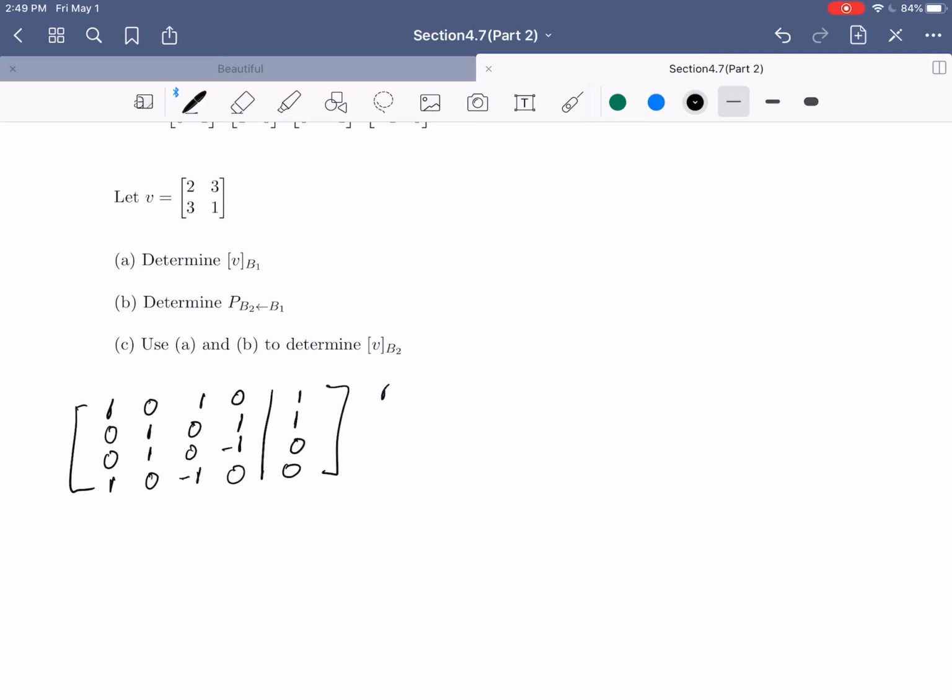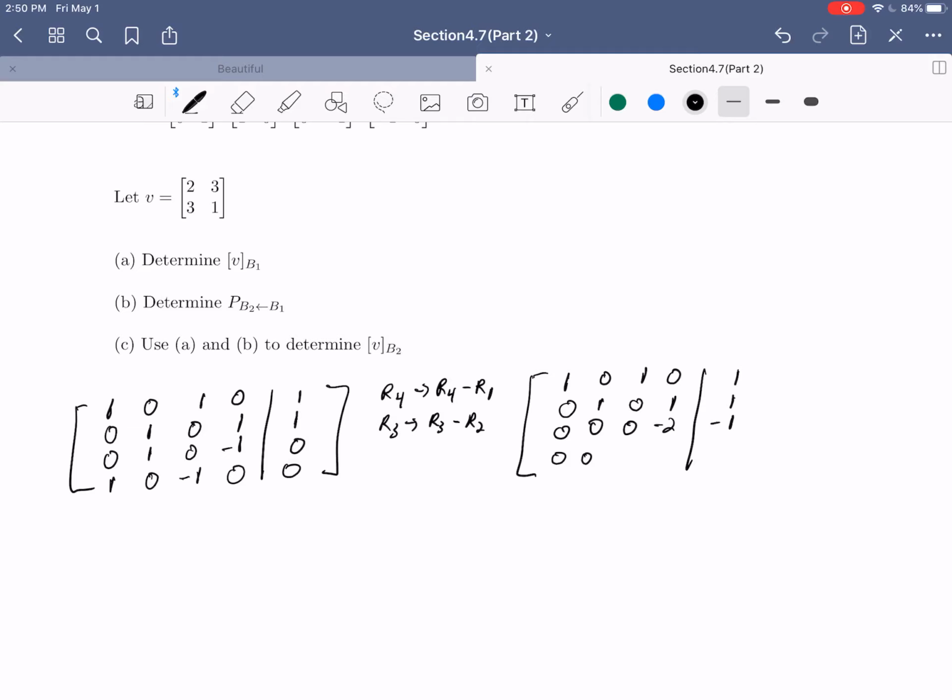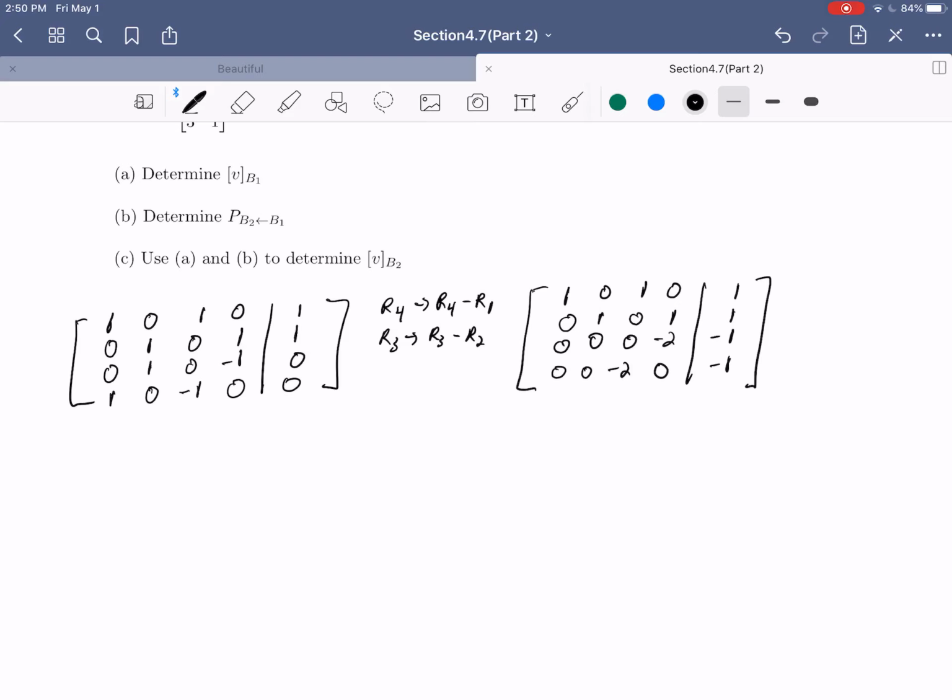Let's try to actually do several together. Let's do row 4 and replace it with row 4 minus row 1. And let's also take row 3 and replace it with row 3 minus row 2. So we're going to get 1, 0, 1, 0, and 1, and then 0, 1, 0, 1, and 1. Then we should get 0, 0, 0, negative 2, and negative 1. And then we should get 0, 0, negative 2, 0, and negative 1. Once again, once we do that, we should be immediately ready to back solve, even though it'll be a little bit out of order.